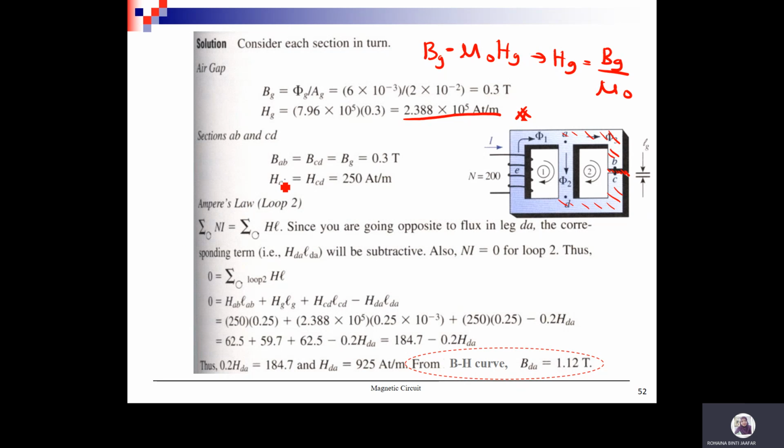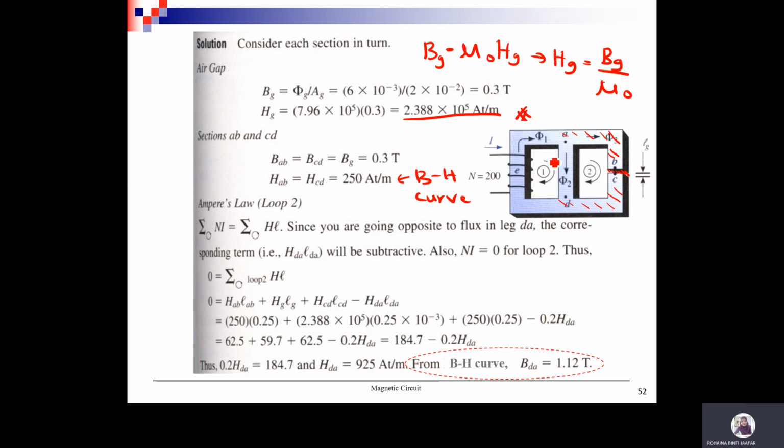And then, once you get B at AB equal to B at CD, 0.3, refer to the BH curve of cast steel. With B equal to 0.3, you will get HAB equal to HCD equal to 250 ampere turns per meter. This one is from the BH curve.